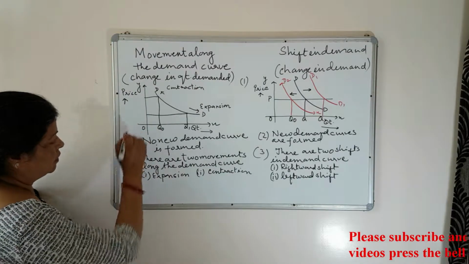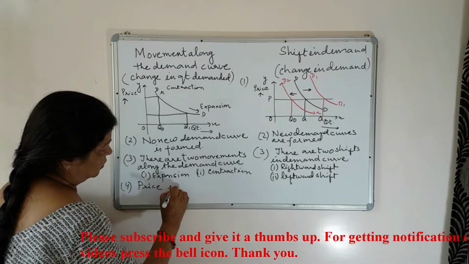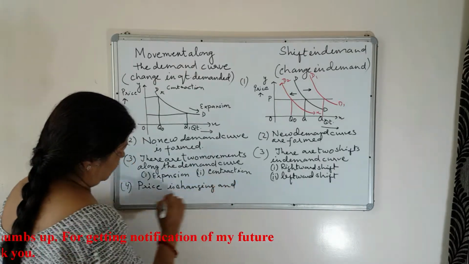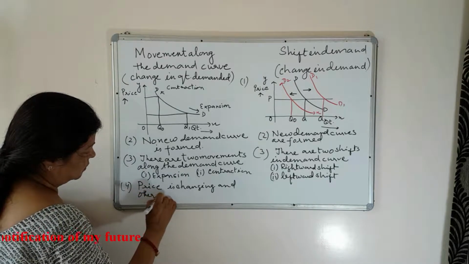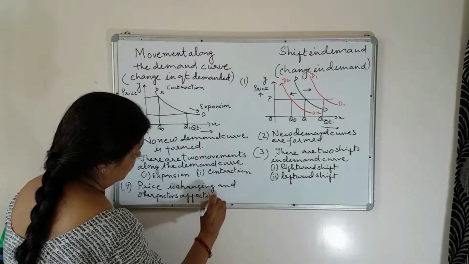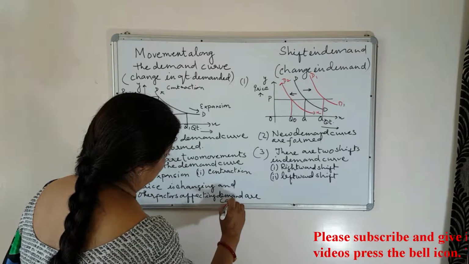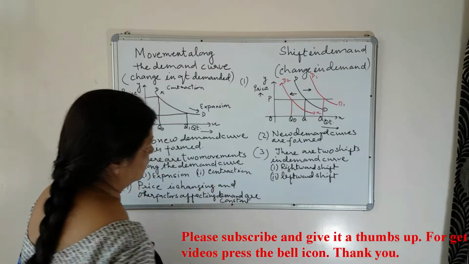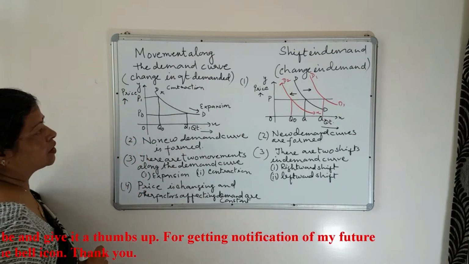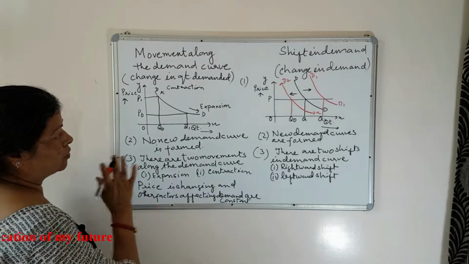Fourth difference here, the most important difference, price is changing and other factors affecting demand are constant. Means here in this case only price of the commodity is changing. The other factors which are affecting demand, they are constant.